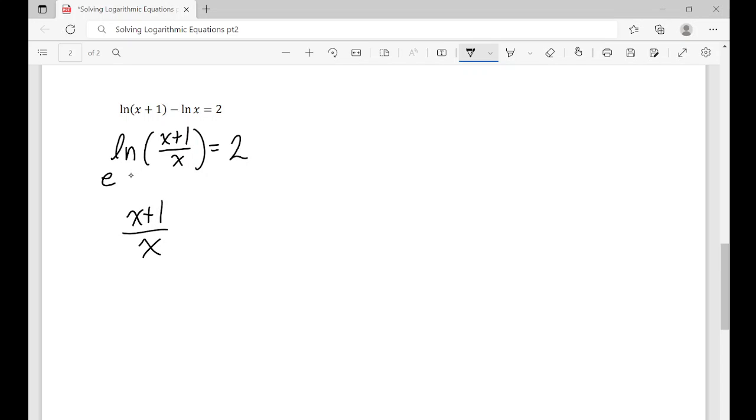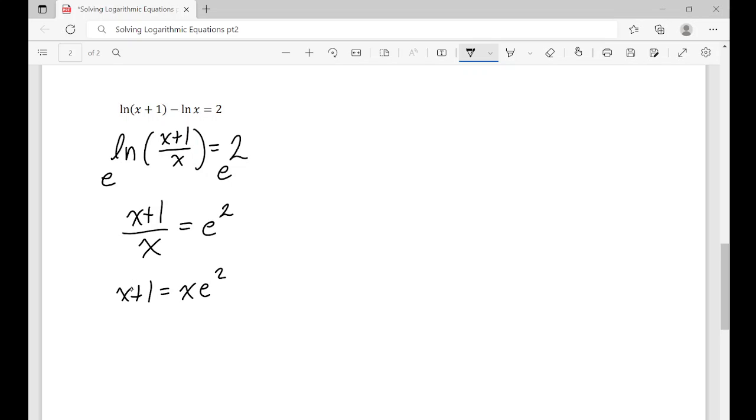But what I do to one side, I have to do to the other. So I'm just going to do e raised to the second power, which is just going to give me e squared. You can get a decimal if you want to, but e squared is just easier to work with. Now I'm going to solve for x. I'm going to multiply the x over to clear the fraction. So I'm going to get x plus 1 equals x e squared.